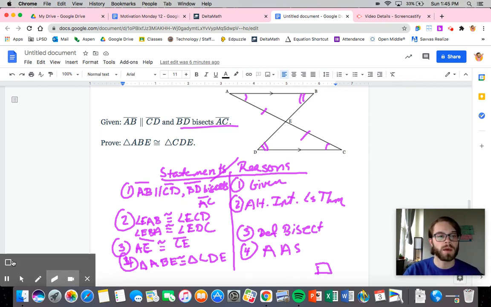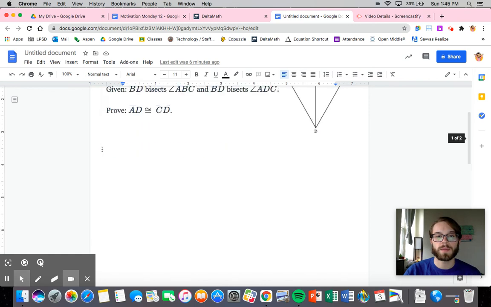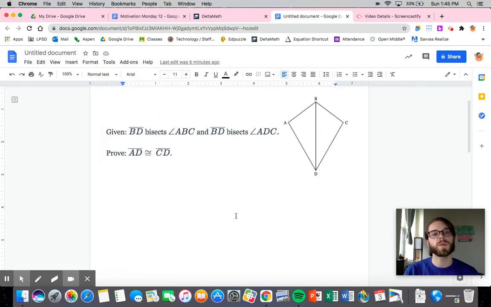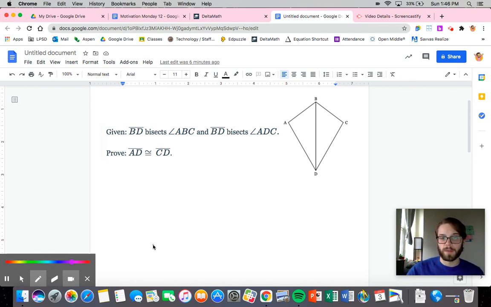Okay, so let's move on to the next one. What do we have here? Well, we are given that segment BD is bisecting an angle, and we are given that BD is bisecting another angle. So right off the bat, we have two angles, right? When we're bisecting angles, we're dealing with angles. So we can easily see that this is going to be a situation where it's either angle, angle, side, or angle, side, angle. And look at that, we share a side. So bam, we already know our reflexive property. I know where my side's coming from. So let's work from there.